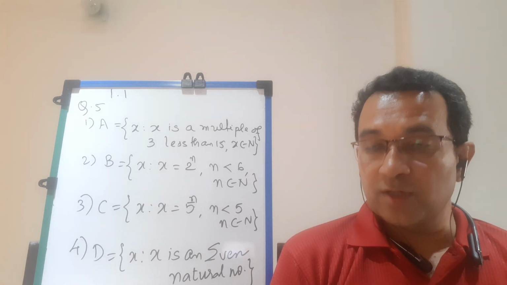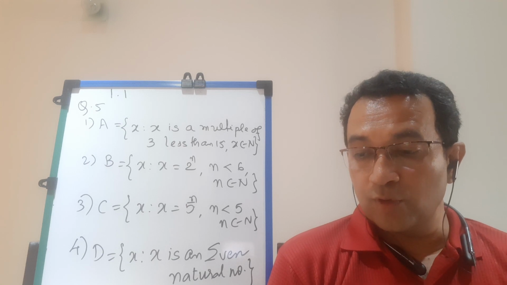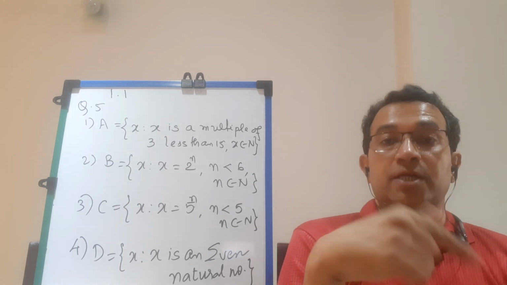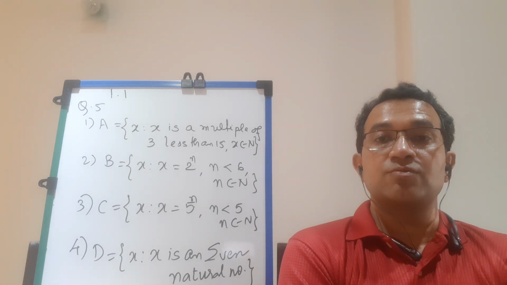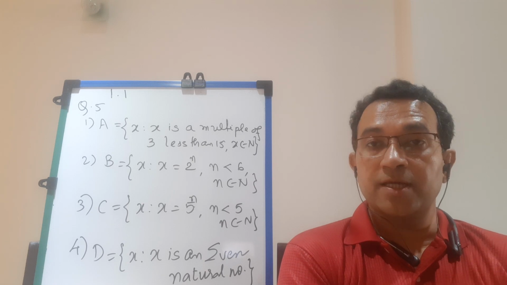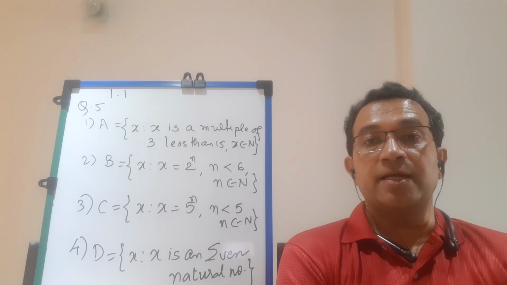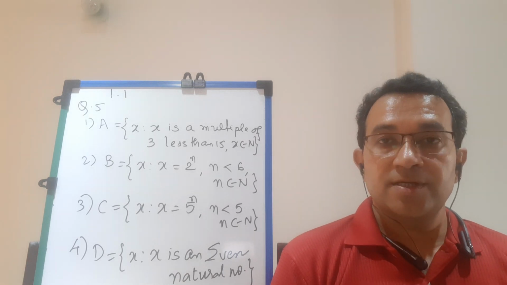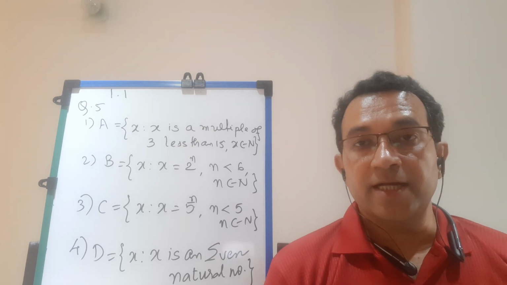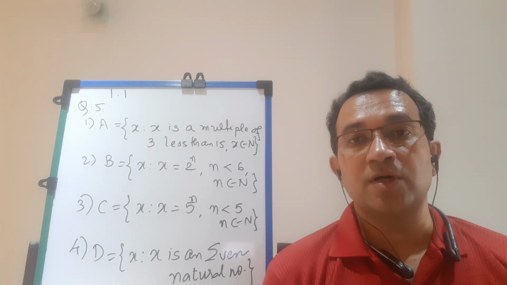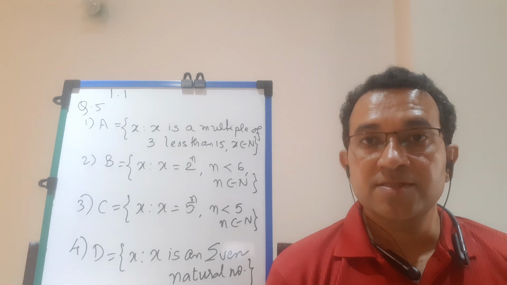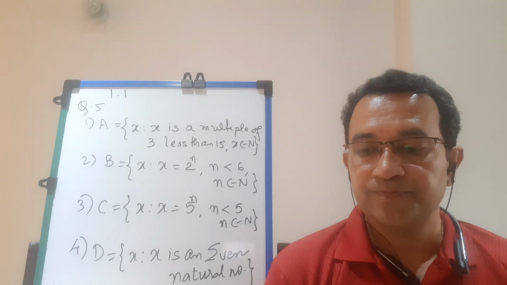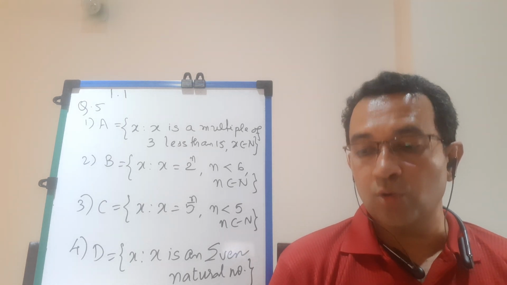Okay, students, the fifth question: 1, 4, 9, 16 up to 100. Now, students, observe the rhythm or the pattern in the elements. 1, then 4. 4 is 2 square. 9 is 3 square. And 100 is 10 square. So I can write x such that x is a square of a natural number from 1 to 10. So that much I think you can write on your own.